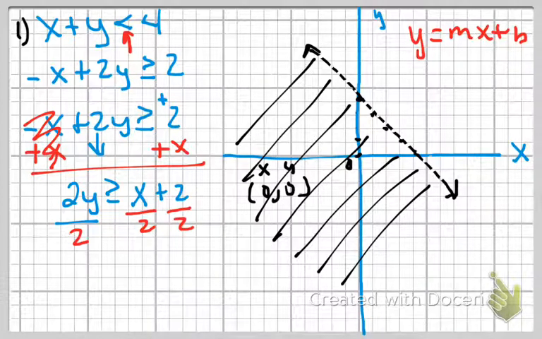Now make sure you remember this little rule here, that when we're dividing by a negative number or multiplying by a negative number away from the variable, we flip the inequality. We're not doing that here. It's still positive, so we're okay.